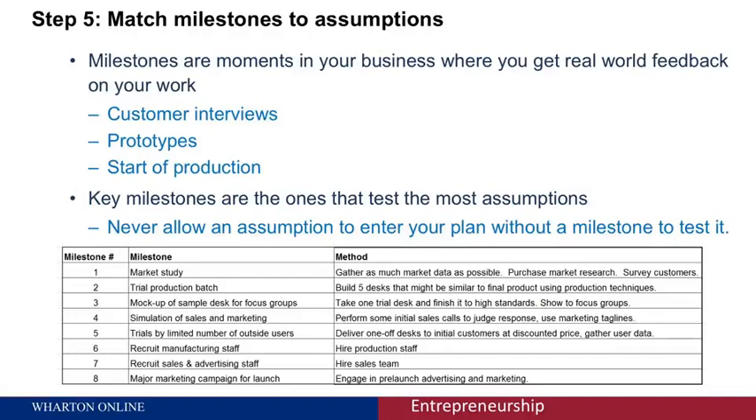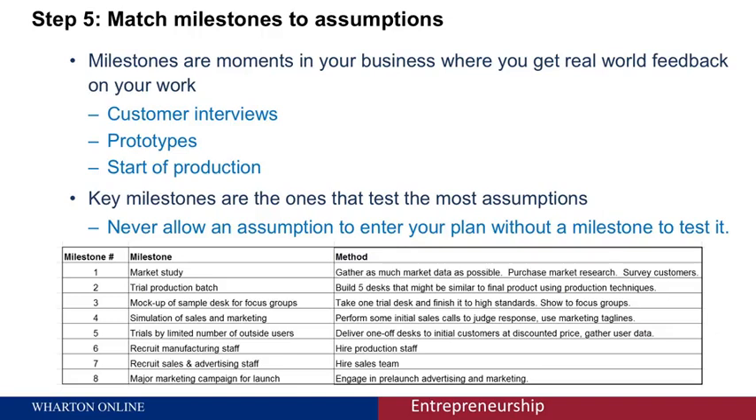So in the case of John and Joanne, we've created a bunch of potential milestones. Again, I don't know the carpentry and desk market that well, so this is hypothetical. But they might start with a market study where they're going to gather as much market data as possible. They'll purchase market research on desks, and they'll do some surveys of customers. So that's an easy milestone before they even start production. The second thing they might want to do is a trial production batch. So they might build a few desks and see whether or not their techniques are correct.